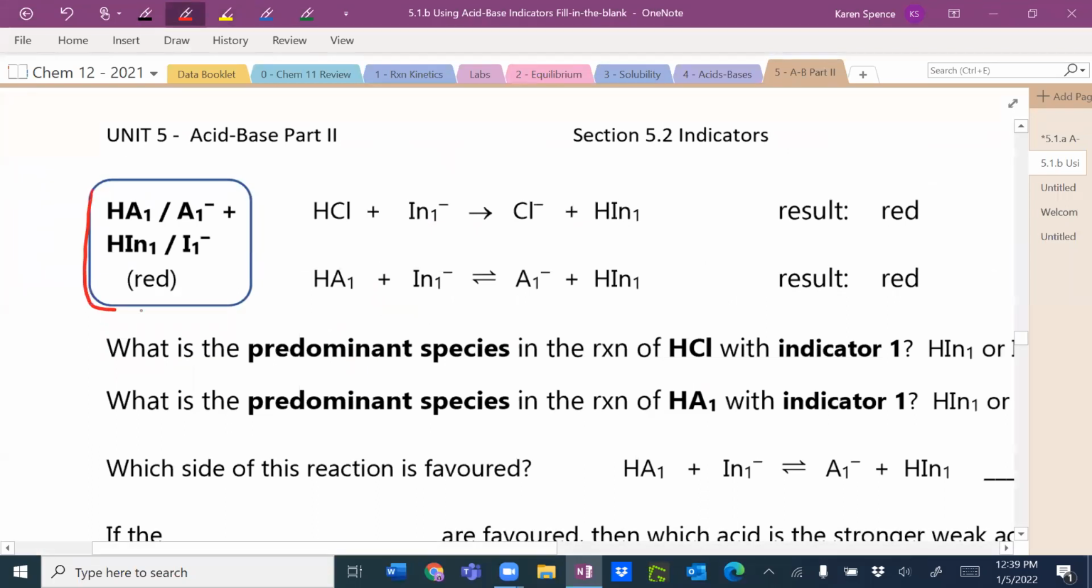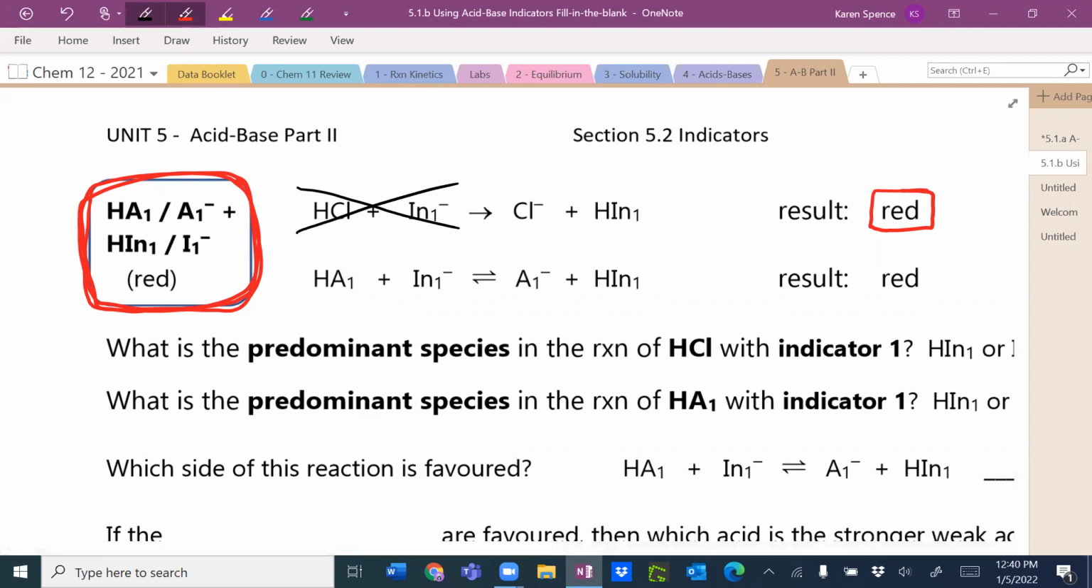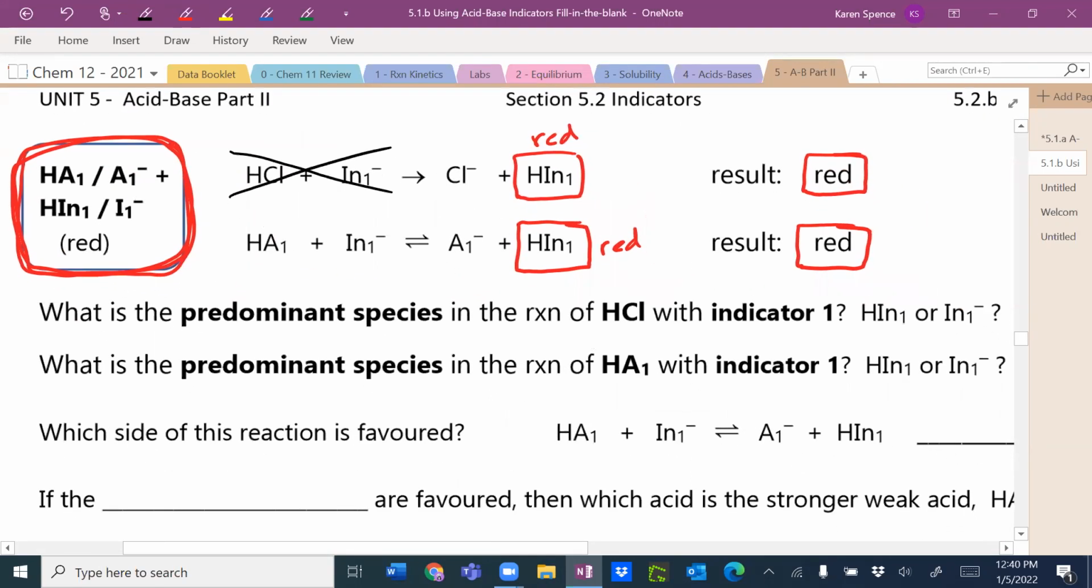Okay, so if you didn't get there on your own, here we are. We have HA1 plus HIN1 is red. Well, we know that HCl also made it turn red, and we know that we don't have any reactant left, which meant that the HIN1 was our red species. And if we are also seeing red, then that means that we must be seeing mostly HIN1, which means our predominant species. What does predominant mean again?